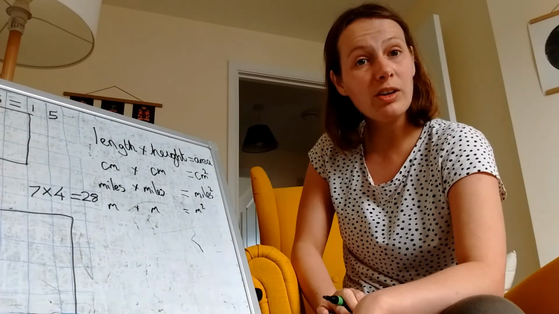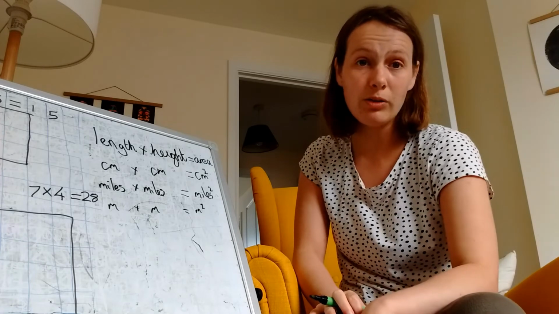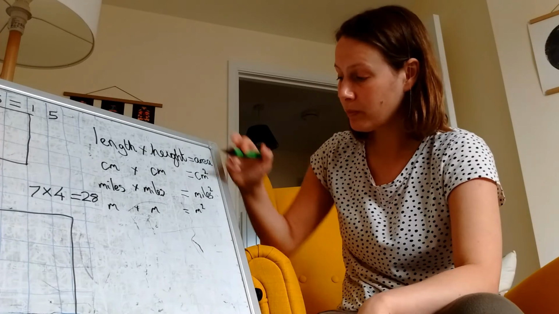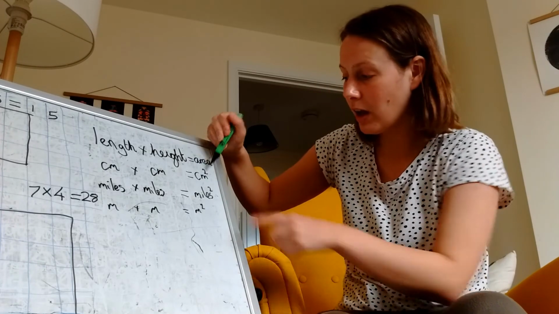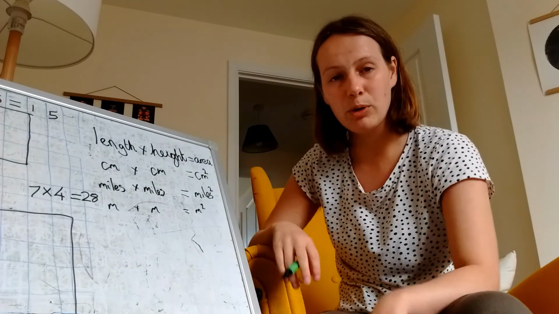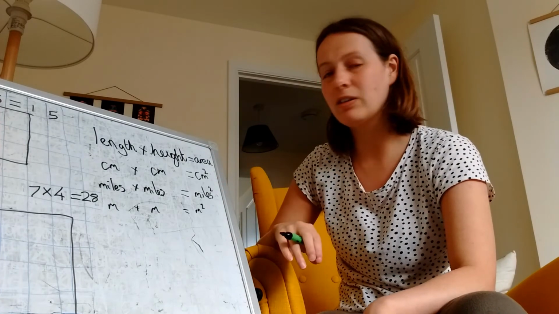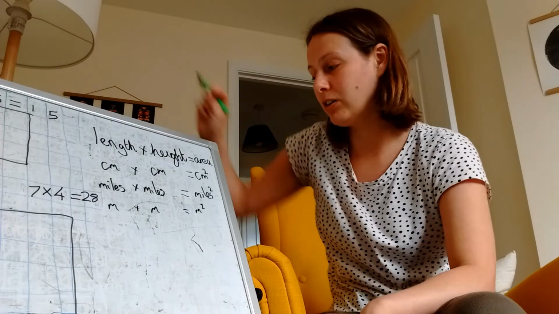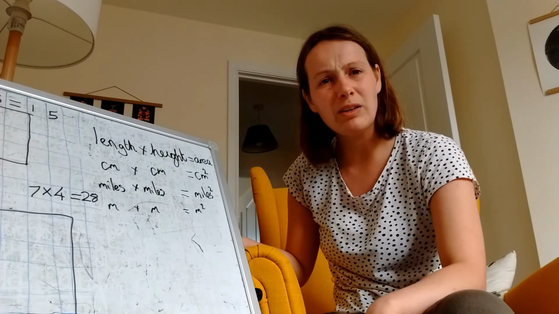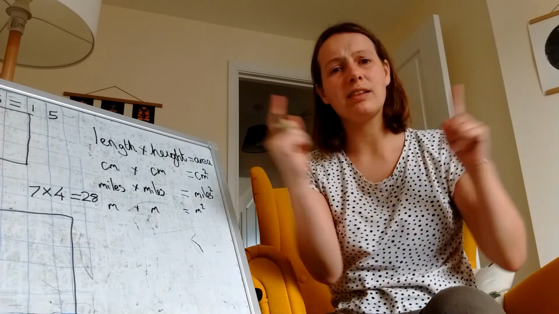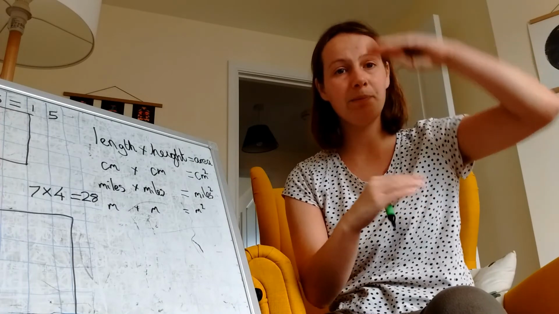When you're doing your worksheets, don't forget to include your measurements. It's really, really important. And if you don't include this little high up number 2, this squared symbol, it just says it's centimetres, which would be like saying this rectangle is 15 centimetres. But that doesn't make sense because that's a length, not an area.